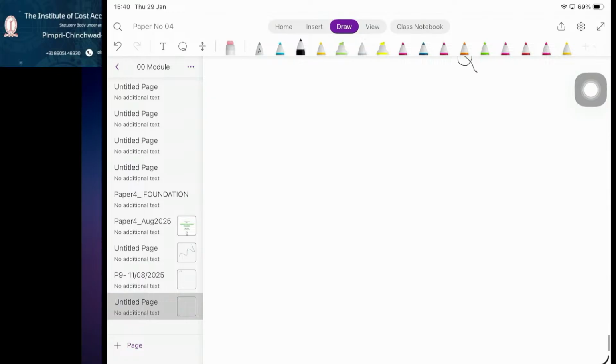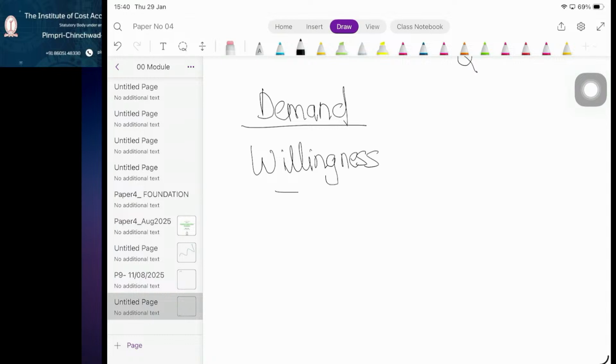Before that, let me come back to this demand. We saw one thing: demand is willingness backed by ability to pay. That determines demand. Whereas what is supply?